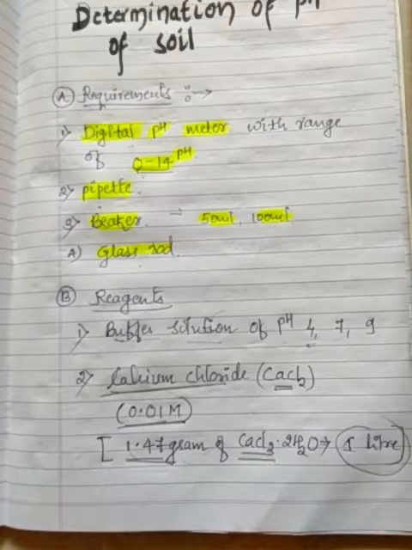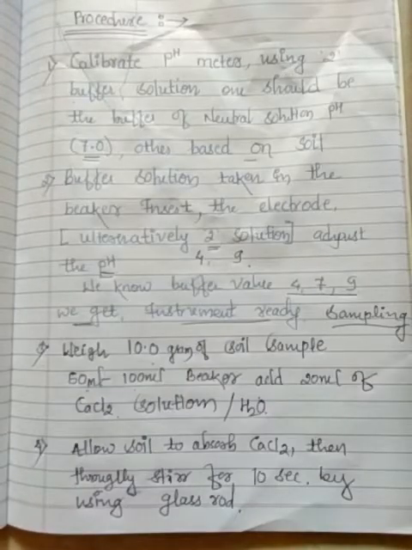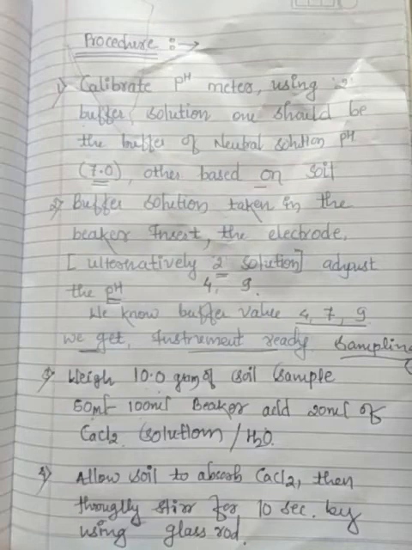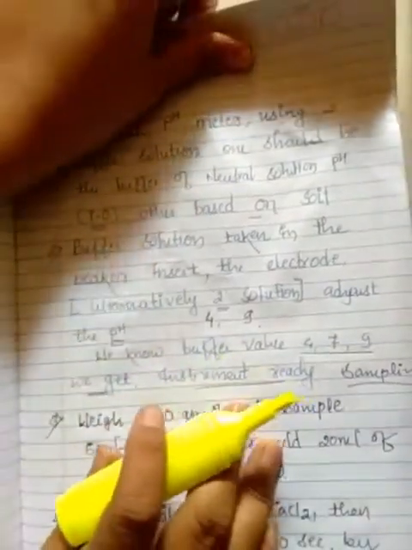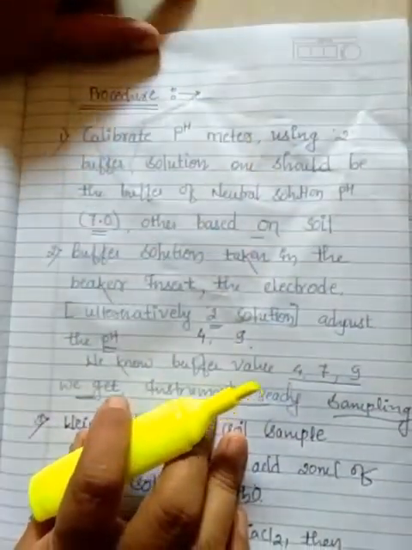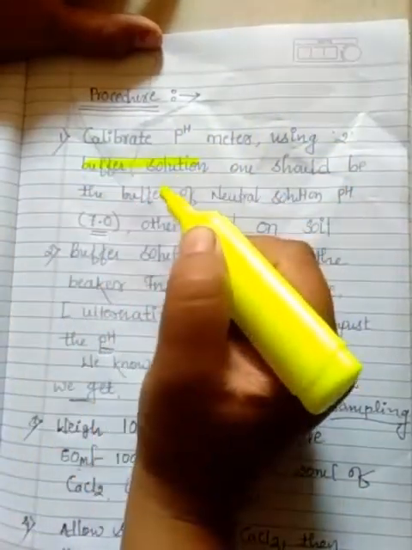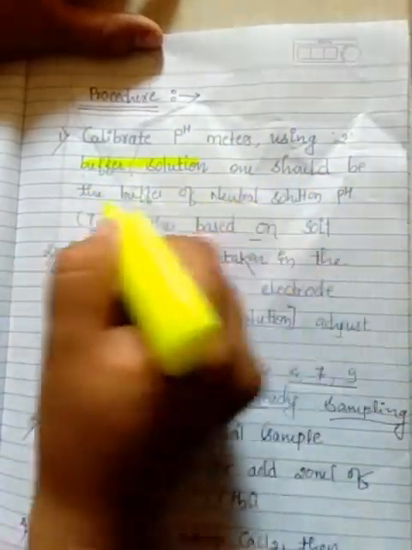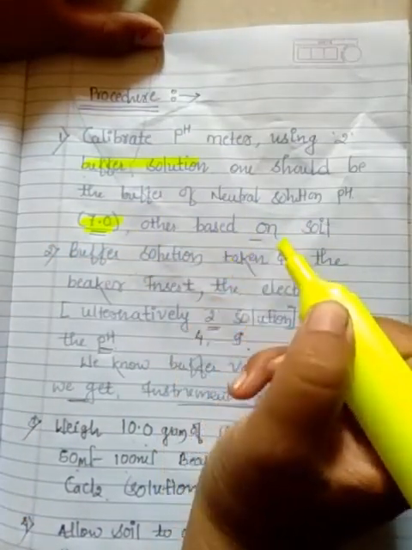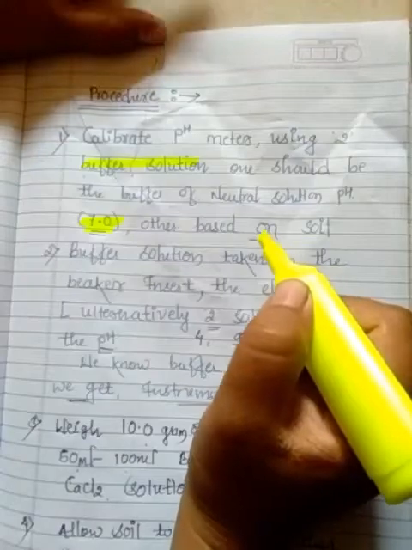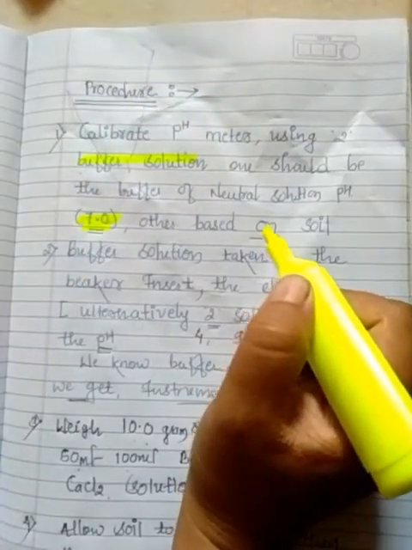Next, let us see the procedure. Before this, as you already know how you calibrate your conductometer, in the same way here we have to calibrate our pH meter using two buffer solutions. One should be the buffer of neutral pH, that is 7, and the other should be based on the soil, whether it is acidic or basic. It doesn't matter, but one we have to calibrate with is 7.